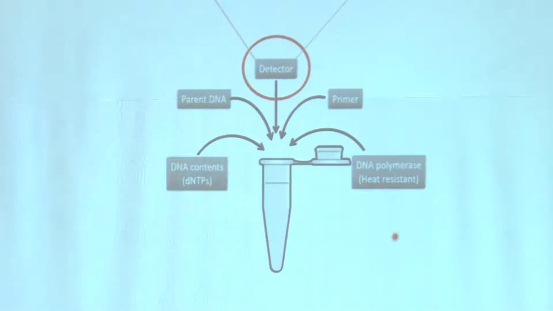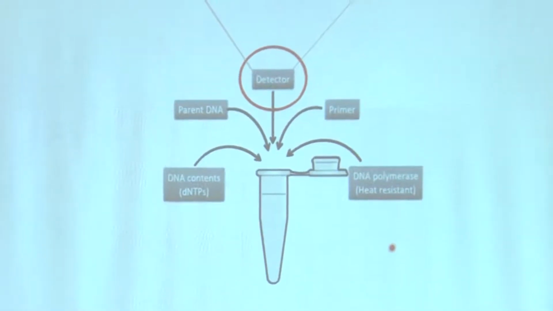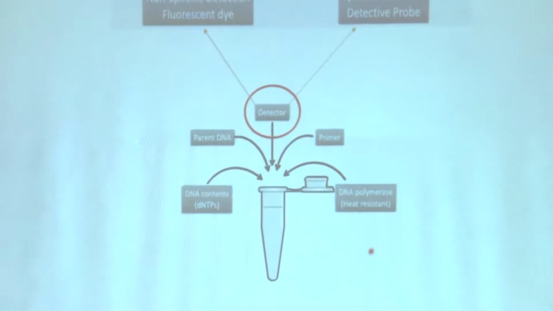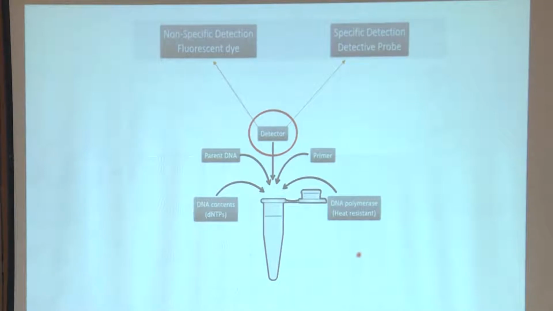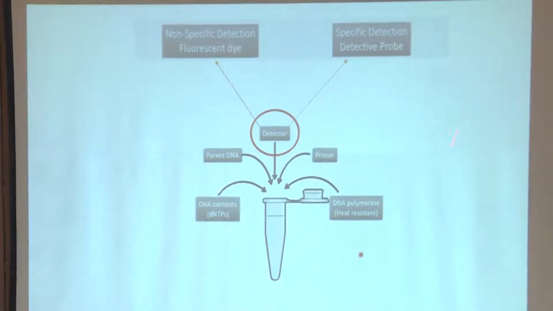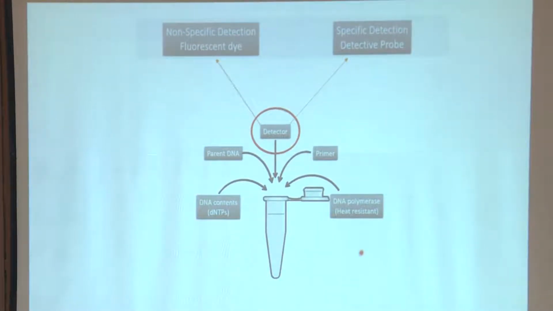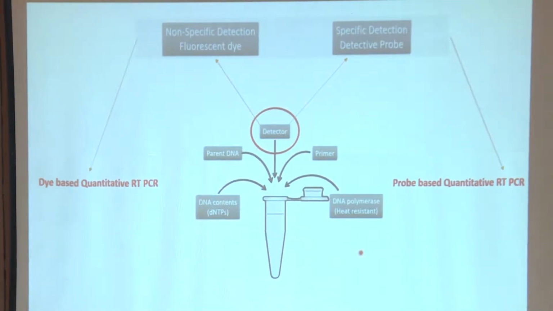Two options. Option number one is fluorescent dye based detection. Another one is detection probe based detection. Okay. The first one by and large we call a non-specific detection, and the second one we call a specific detection, that we will discuss in the coming slides. What exactly is the difference? This is also called dye based quantitative real time PCR, and this one is probe based quantitative real time PCR. Is it clear to everybody?